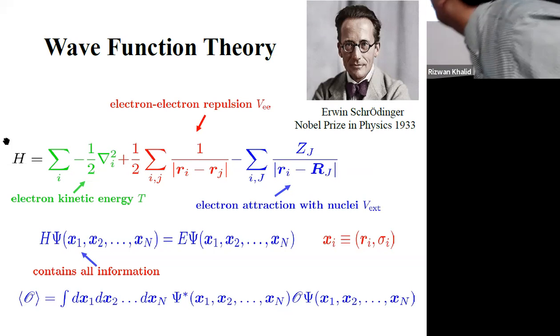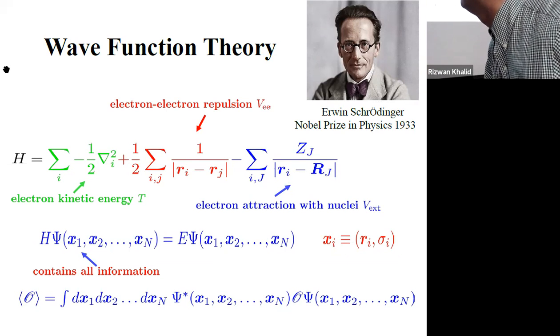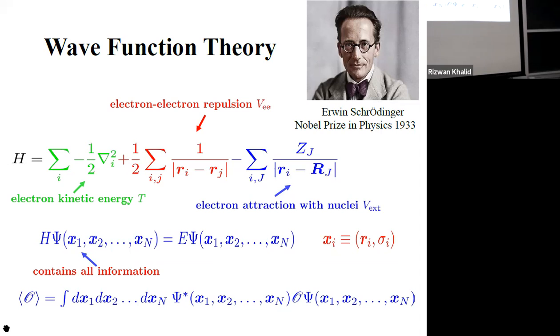So we start with the introduction of the Hamiltonian, which has kinetic energy, electron-electron repulsion, and attraction with the nuclei. And you have to solve this Schrodinger wave equation. If you could solve it and get the wave function from here, you can get all the observables of the system by calculating the expectation value of the corresponding operator. So this seems quite simple, but it's quite challenging.